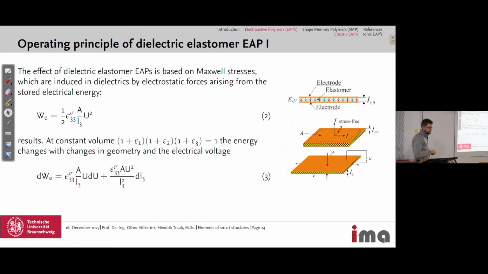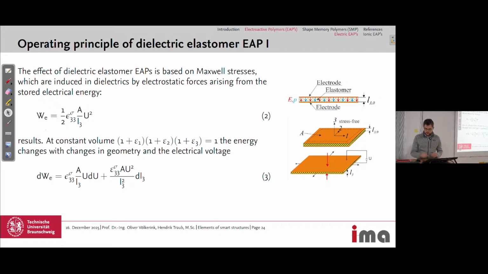And if we now apply an electric field again, so we have the electrodes with the elastomer in between, a field in this direction, we would attract the electrodes against each other and deform the elastomer in between. So we squeeze the elastomer material between the electrodes, and we have a constant volume, so the energy changes with changes in geometry and electrical voltage, but no volume change. And we can again calculate the stored electric energy like we did in the last lecture.